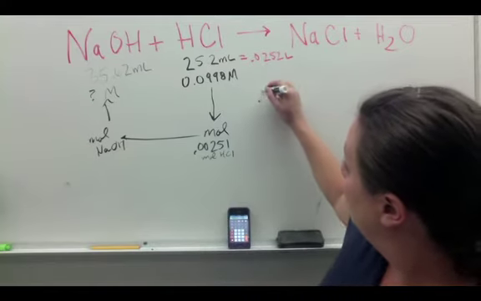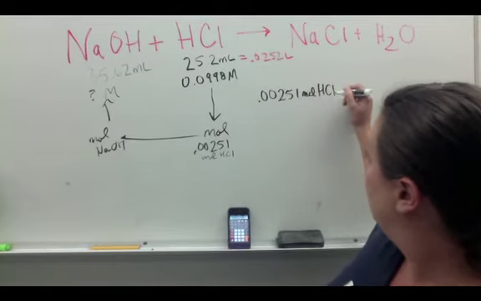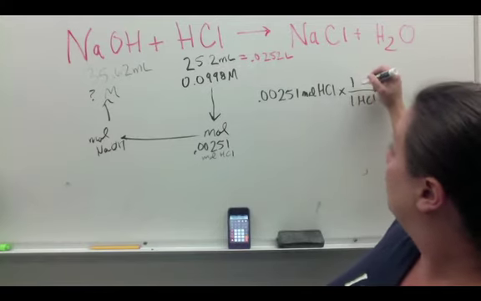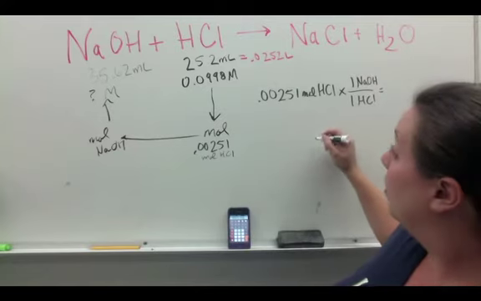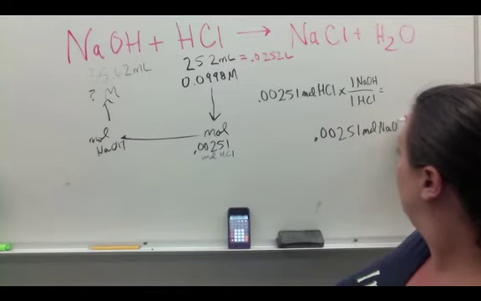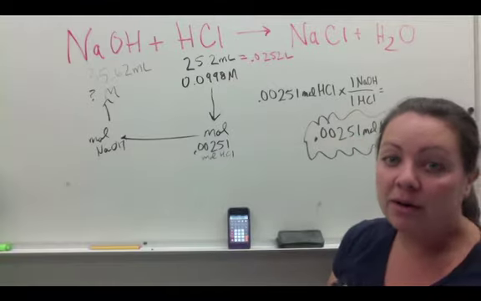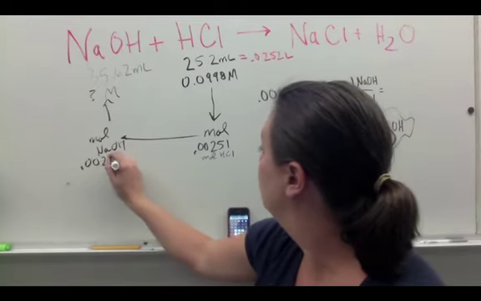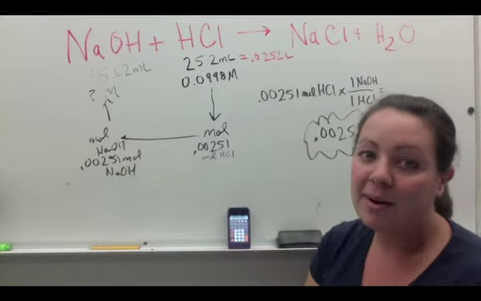So our mole ratio is going to be just 1 over 1. So let's take our 0.00251 moles of HCl, multiply by 1 HCl, and our unknown NaOH is on the top, equals 0.00251 moles of NaOH. All right, so now we know stuff about our NaOH. We can fill that in over here.